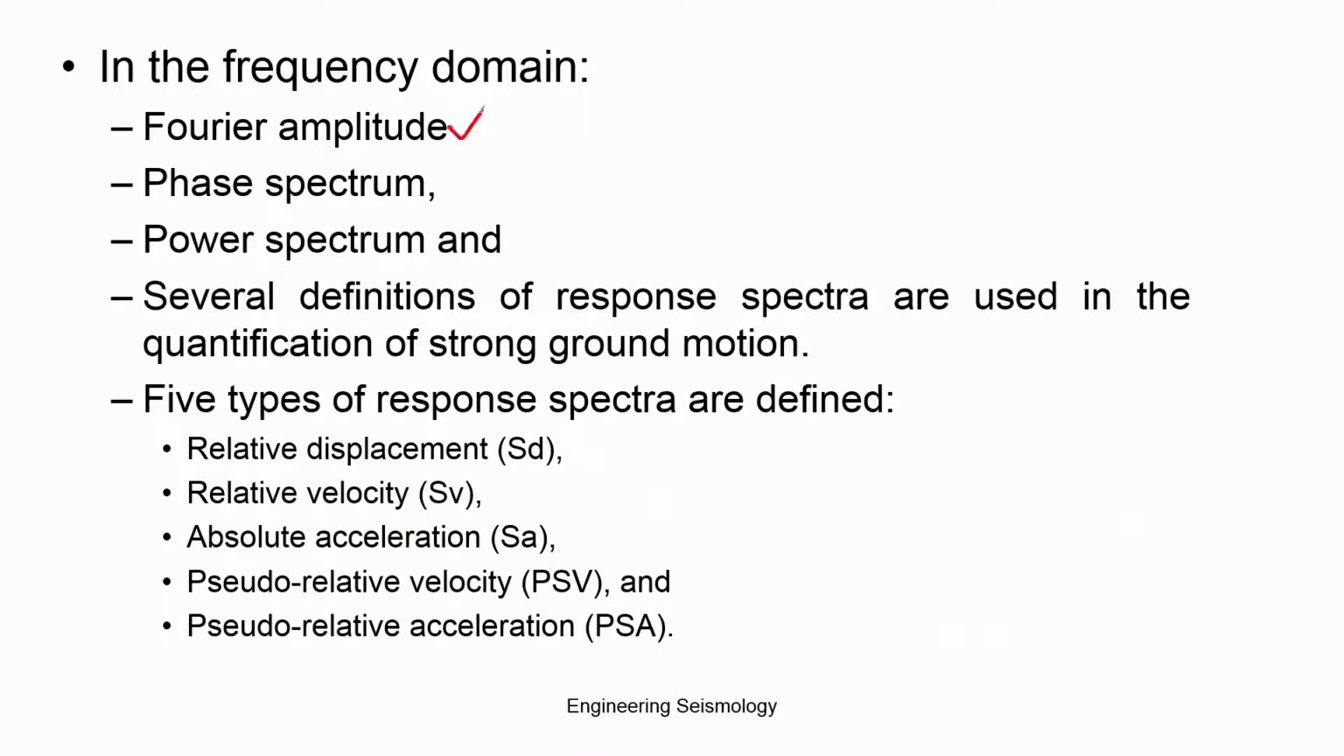The frequency domain parameters are the Fourier amplitude, phase spectrum and power spectrum. Several definitions of the response spectrum are used in the quantification of strong motion. The five types of response spectrum used are relative displacement, relative velocity, absolute acceleration, pseudo velocity and pseudo acceleration. These are all terms described in the frequency domain.